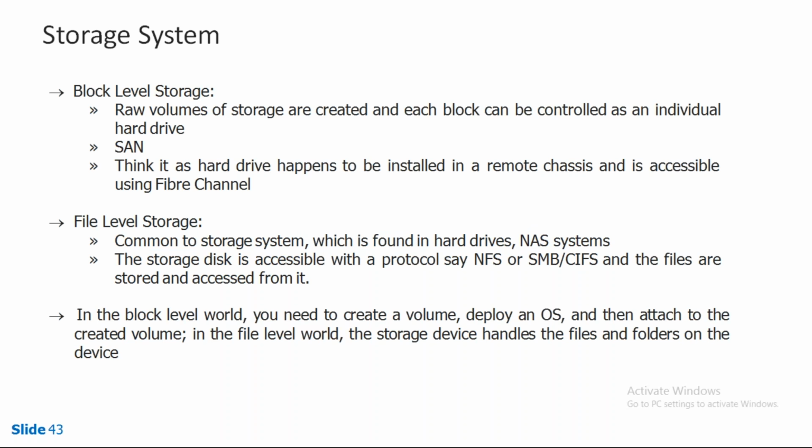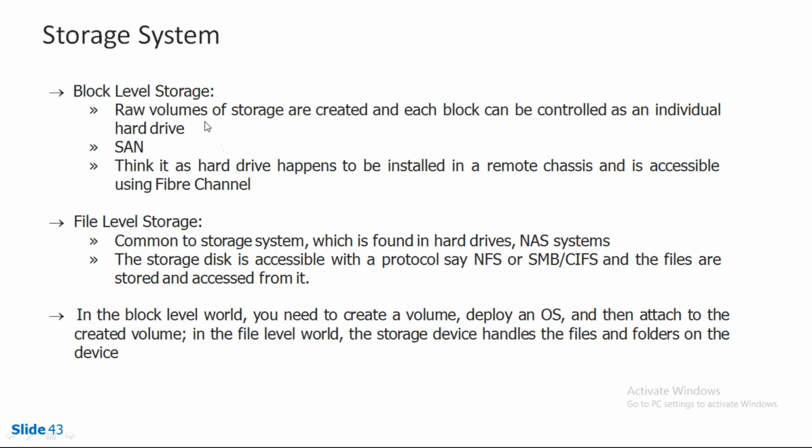So this is the storage system. It is, as I said, block level storage, and we also have file level storage. In the first one, raw volumes of storage are created, and each block can be controlled as an individual hard drive. Each block acts as a single hard drive. Then it is a kind of SAN storage, and think of it as a hard drive installed in a remote chassis and accessible using fiber channel.